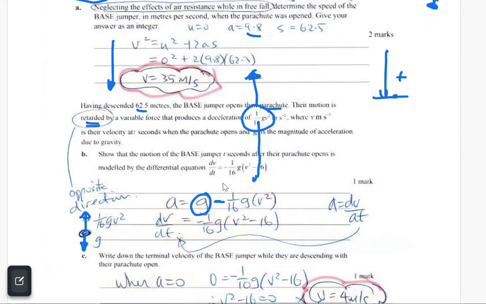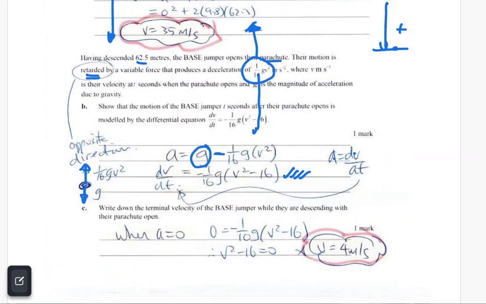Then looking at their answer, I've replaced a with dv/dt, and I've got an expression over here now, taking out negative 1/16th and g, because that's what they did, gives me that expression, which is their expression.